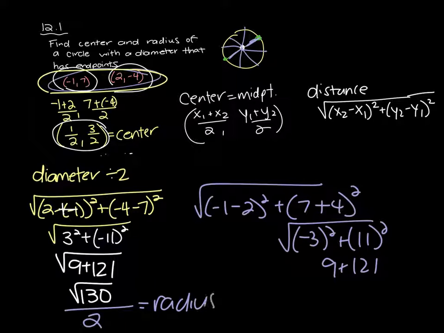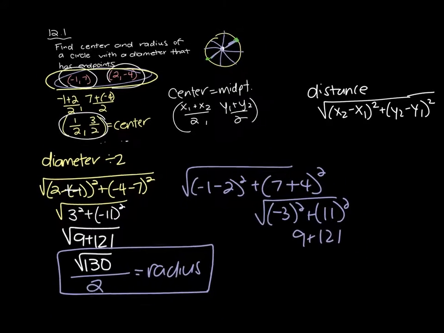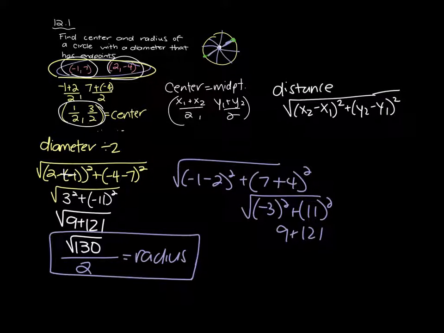So if it's a perfect square, then obviously you want to reduce it. If it's a radical you can break apart, then you want to simplify it. In this case, 130 would be 2 and 65, which is 5 and 13. None of those repeat. So you can leave it as the square root of 130 over 2.